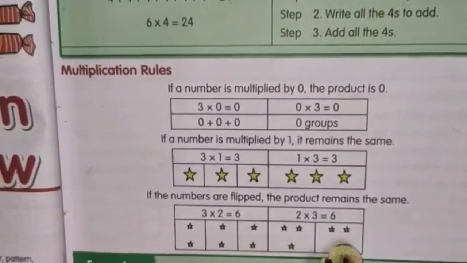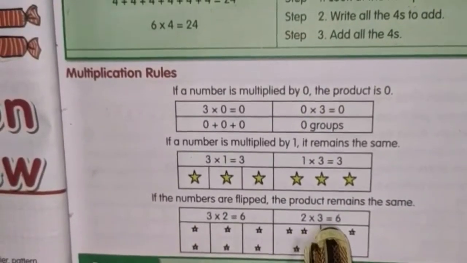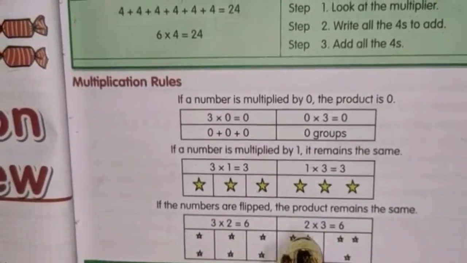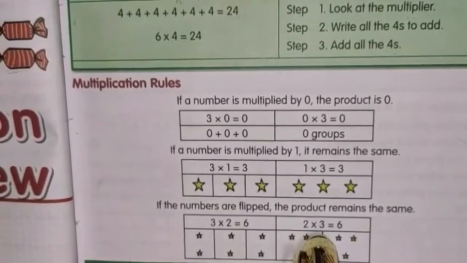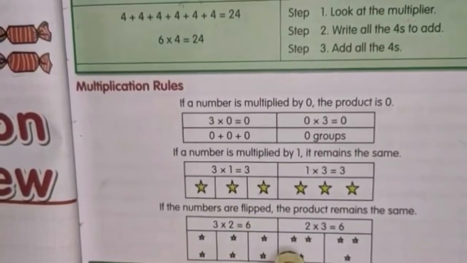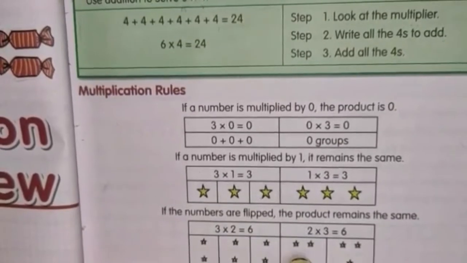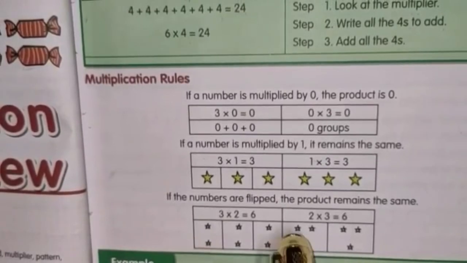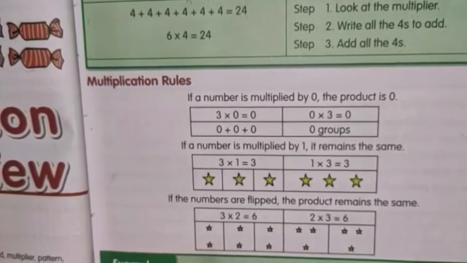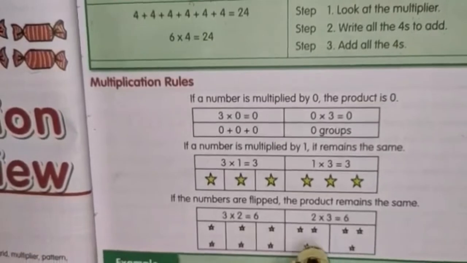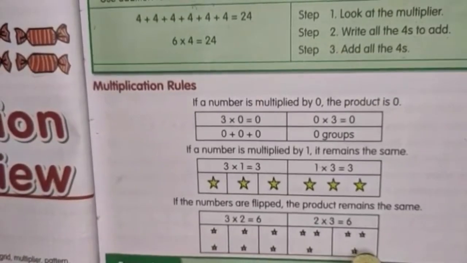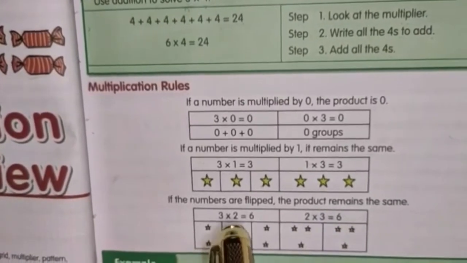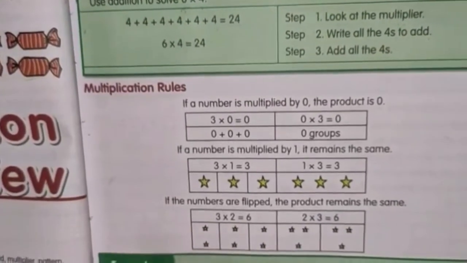And if you count the stars, you will get the answer 6. Now look at the second one. 2 into 3 is equals to 6. So 3 is a multiplicand, 2 is a multiplier. So here what have they done? They have drawn 2 boxes and 3 stars. So if you count the stars, you will get the product 6. 3 plus 3 is 6. So we'll get the answer 6. 2 into 3 is also 6. 3 into 2 is also 6. Now look at this example.